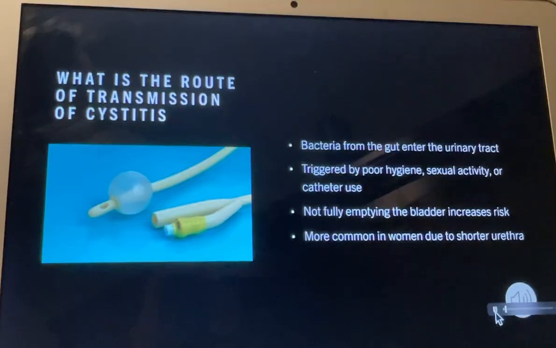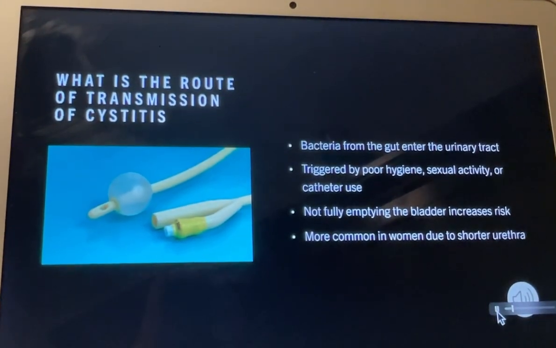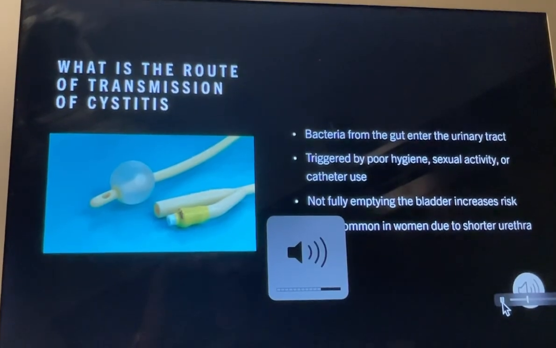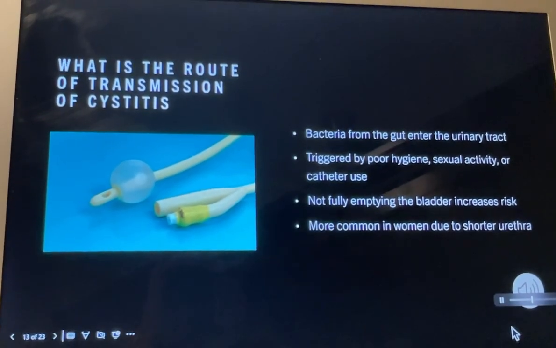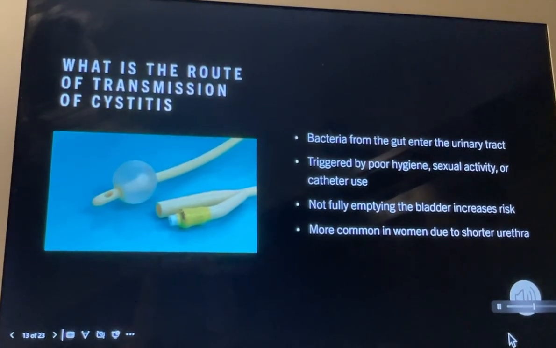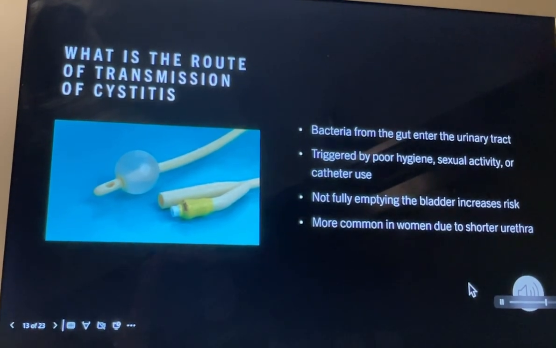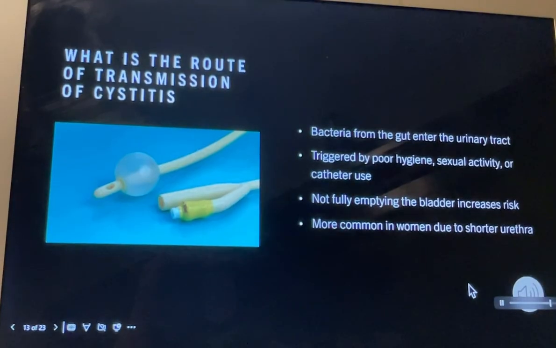Now, how does cystitis usually happen? It typically starts when bacteria from the gastrointestinal tract enters the urinary tract. Risk factors include poor hygiene, sexual activity, use of urinary catheters, and not fully emptying the bladder. Women are especially susceptible because their urethras are shorter, giving bacteria a faster route to the bladder.